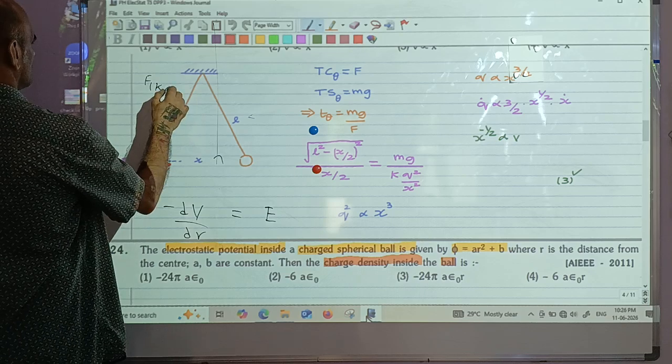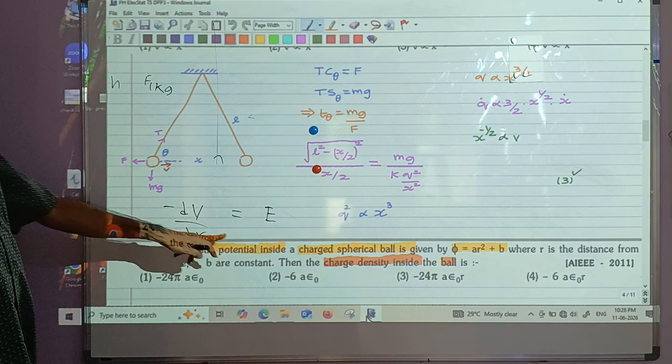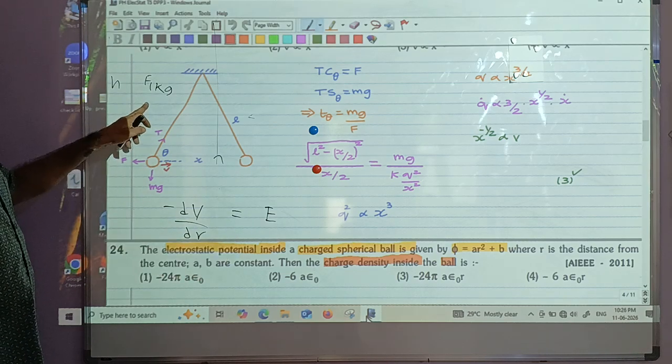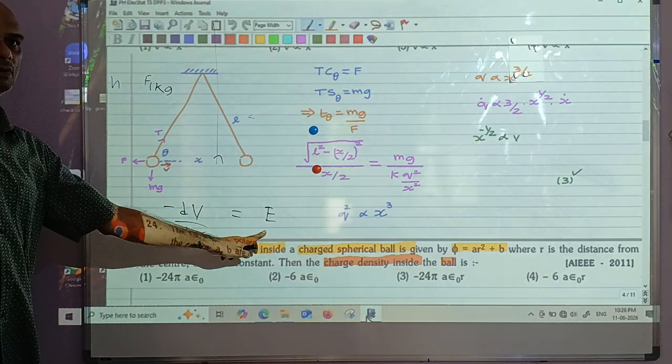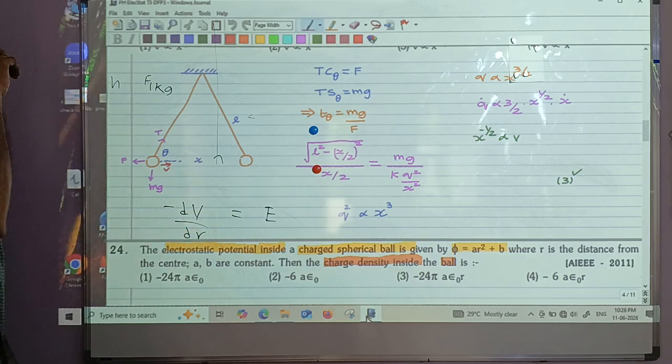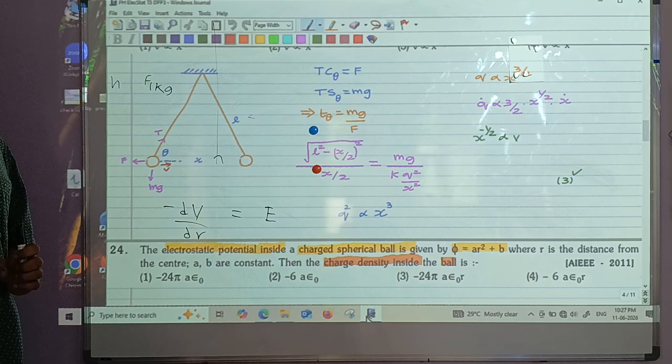Potential is the same as height in gravity. This is a higher potential, this is a lower potential. If the pipe is horizontal, the water will not flow. If there is a height difference, the water will flow from here to here. In the same way, if there is a potential gradient, charge will flow. Potential difference is there.